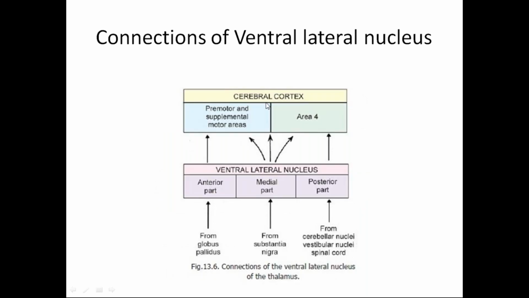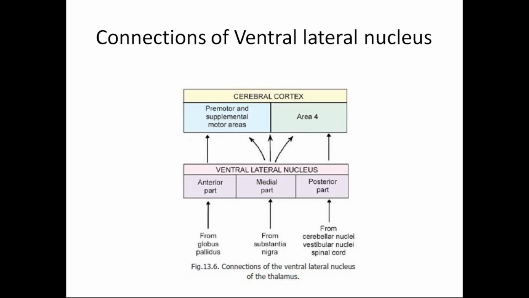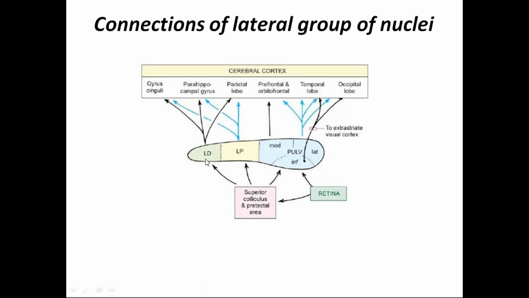Connection of ventrolateral nucleus, anterior, middle, and posterior part. They will be going to the premotor area. Just remember this much. These are a few nuclei about which it is not very clear. It is said that they are connected with the basal ganglia, midbrain, the substantia nigra, and the cerebellum, which will be going to the premotor, or we say motor supplementary area. These are the ventrolateral nucleus.